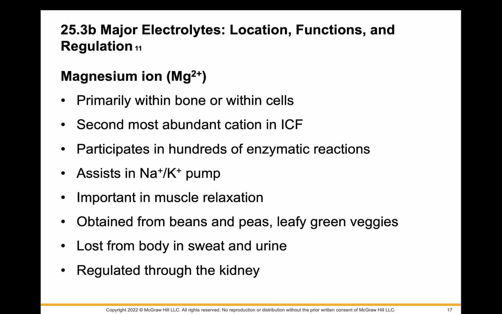Another ion is magnesium. This is primarily found in bone or inside of our cells. It is the second most abundant cation that we find in our intracellular fluid. It participates in very many enzymatic reactions. It assists with the sodium-potassium pump, plays a very important role when we're talking about the relaxation of muscle, and we're going to obtain it from beans, peas, and leafy green vegetables. It is primarily lost from blood, sweat, and urine, and the concentration of magnesium is regulated through the kidney.